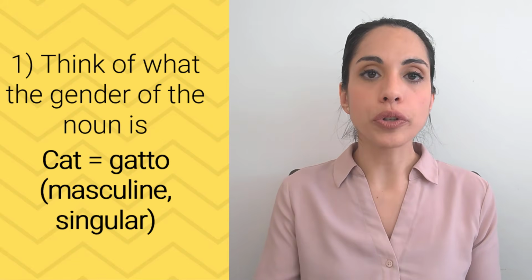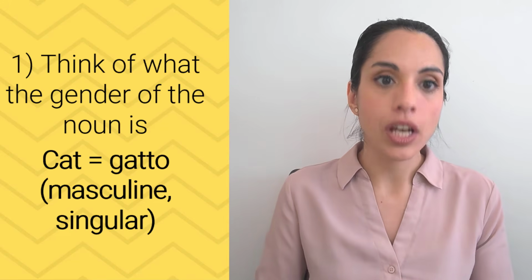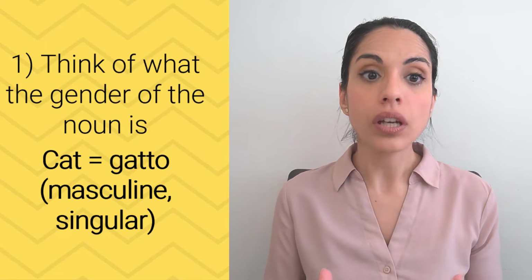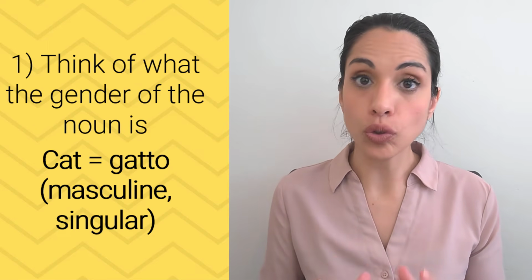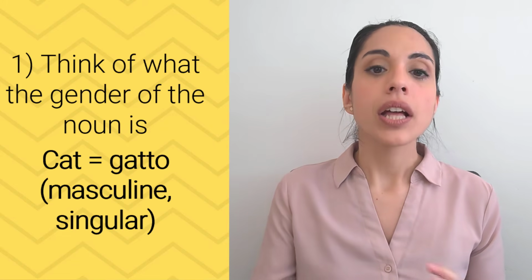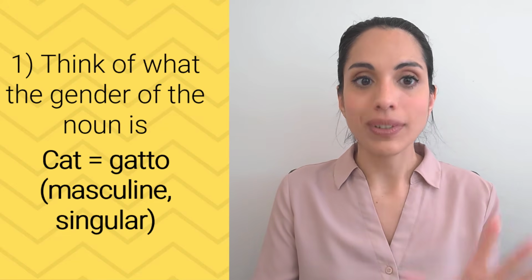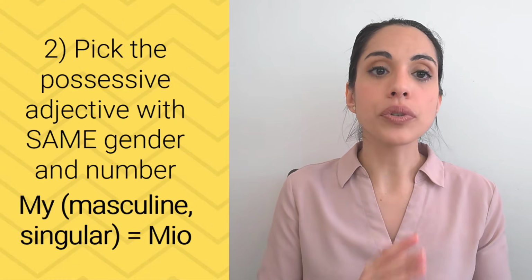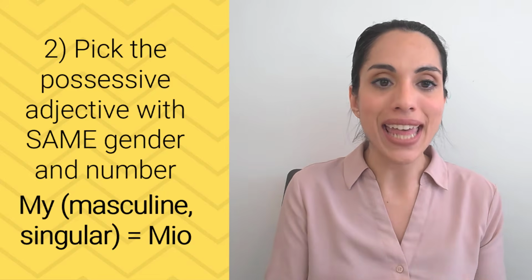The first thing you need to know is to think of what the gender of that noun is in Italian. So think of how you say cat in Italian, and that's gatto. And then think, what is the gender and number of this specific word, gatto? Gatto is masculine and singular. So the first thing you do is think of the gender of the noun. Gatto, masculine, singular.